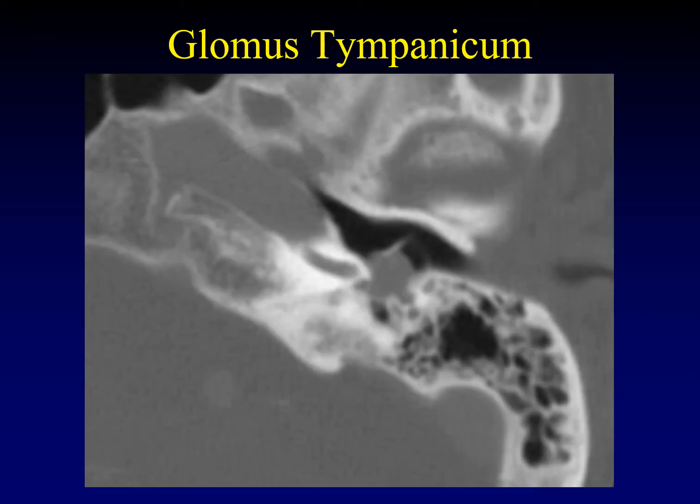Here's another example of a Glomus tympanicum tumor. This one perhaps a little more characteristically filling out the hypotympanum, and you can see how as it grows it can erode into surrounding bone, as paragangliomas usually do, and it can interfere with the ossicles. Glomus tympanicum, one of the 4 types of paragangliomas that we encounter in the head and neck.